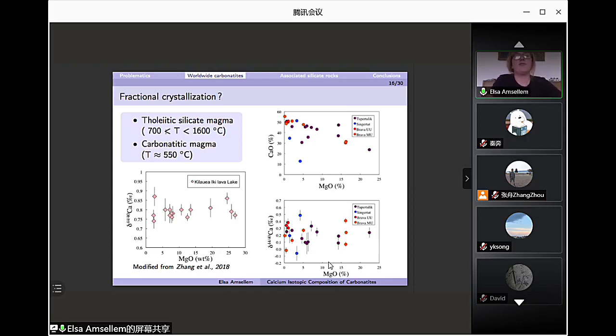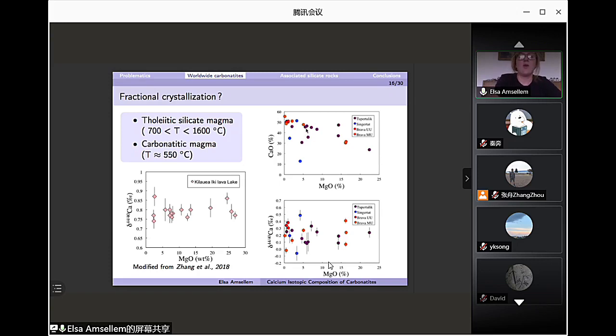So we have to see if maybe it's during the differentiation of the magma and the fractional crystallization that we can explain an enrichment in calcium isotopes. Here I have presented 3 complexes, Tuttutooq and Qaqarssuk, which are 2 in Greenland, and Brava, in Brava Island in Cape Verde. And here all the colors reflect one complex.